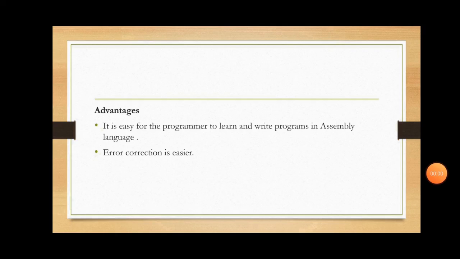The advantage of using assembly level language is as follows. It is easy for the programmer to learn and write programs in assembly level language. The use of symbolic terms like add, sub, etc. made error correction easier.